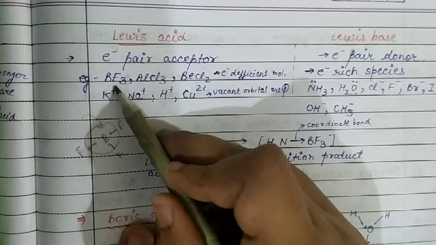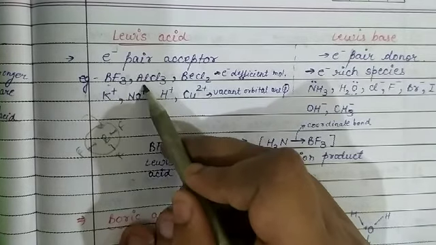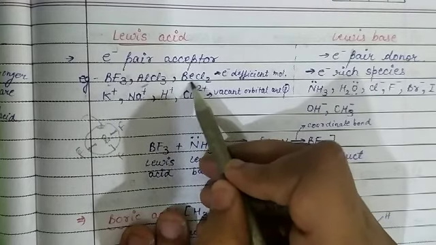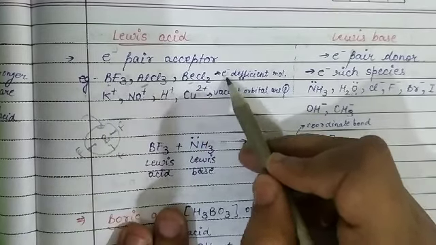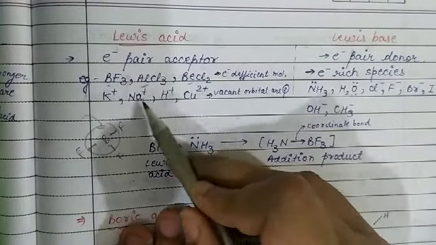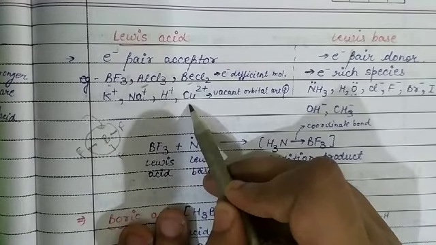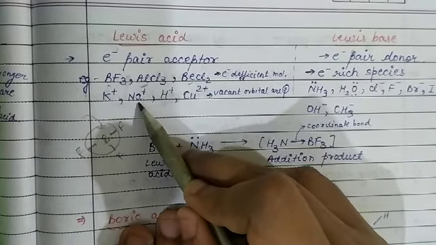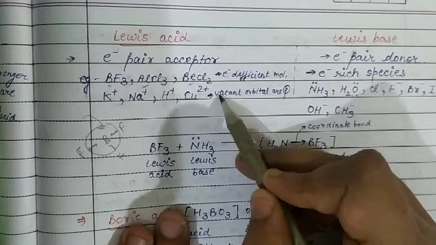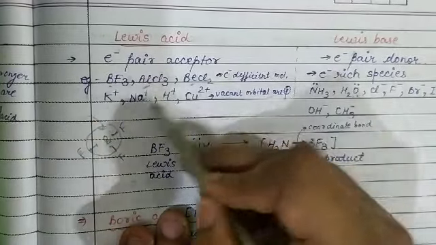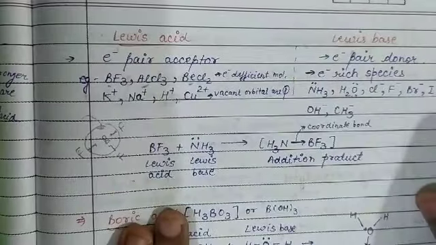For example, BF3, incomplete octet of boron. AlCl3, incomplete octet of Al. BeCl2, incomplete octet of Be. Hence, these are electron deficient molecules. Also the cations: cations having vacant orbitals can accept an electron pair, like K+, Na+, H+, Cu2+. They have vacant orbitals and can accept an electron pair. Therefore, these cations also behave as Lewis acids.